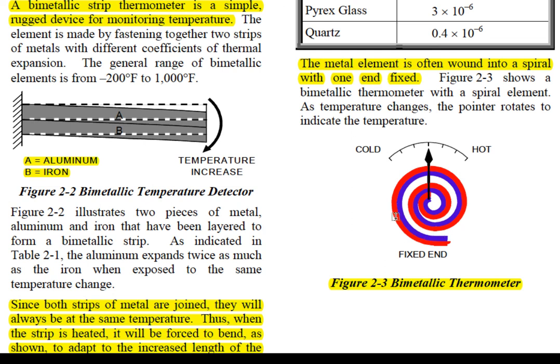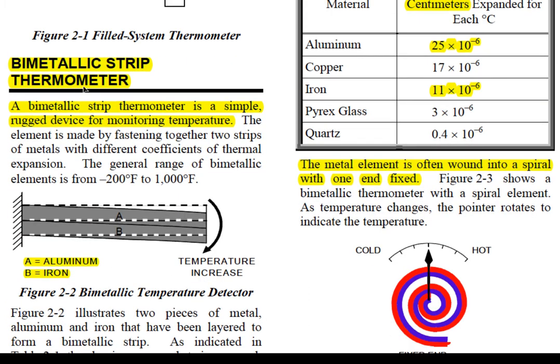And as that aluminum gets longer, it causes the spiral to either contract or go backwards the other direction. It's going to expand, and when it expands, then it can move this needle, whether it's hot or cold. They would have the temperature range specified on your needle, so you can determine what the temperature is based on the two dissimilar metals. So that is your bimetallic strip thermometer.